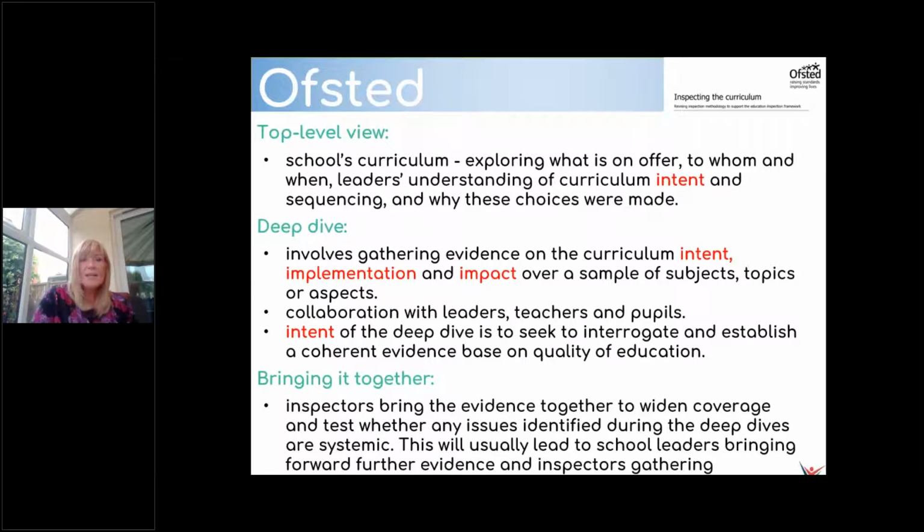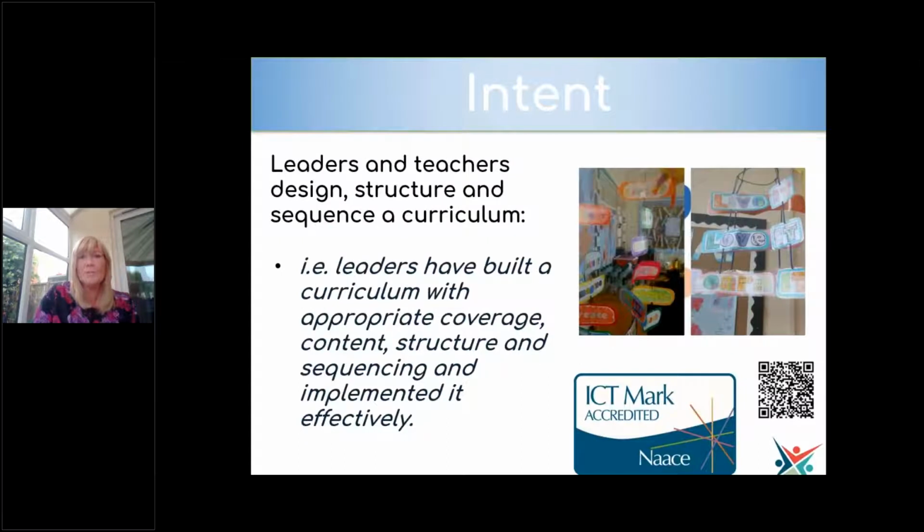It's that interrogate, coherent evidence. It's all about that quality of education. Are the children getting that knowledge, getting that foundation in computing? And then at the end, obviously, as always, they bring it all together. And, you know, if you haven't provided enough stuff or they haven't got enough evidence that they're happy with, you know, they'll look at deep dives across the subjects, not just computing, they'll take reading, etc. And they'll see if there's a pattern. And that's what they're looking for, really, that it's cohesive across and that connectedness we talked about.